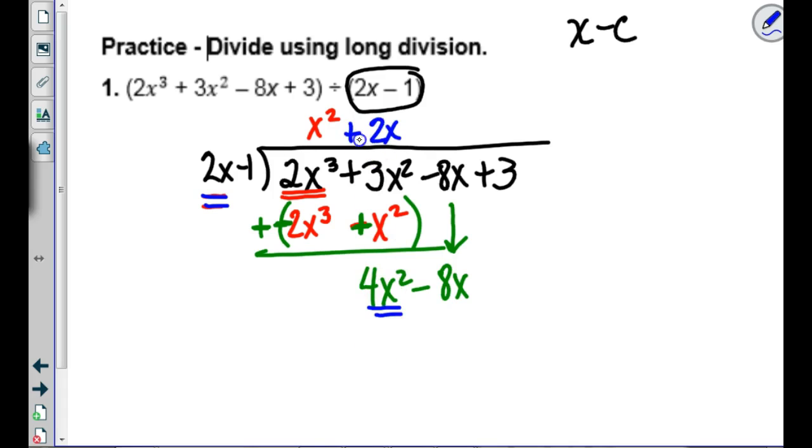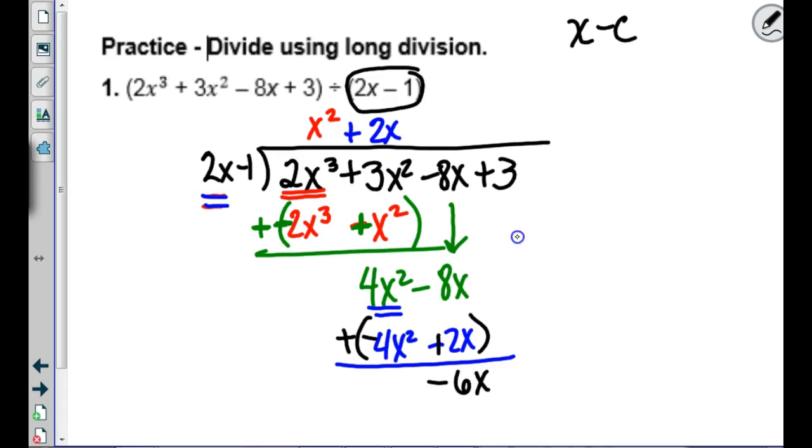Now I multiply that 2x by both of these terms out front. So I get 4x squared, but then I get 2x times -1 is -2x. Now when I go to subtract, I'm adding the opposite. So what do I get back here? -6x, and then I can bring this +3 down.